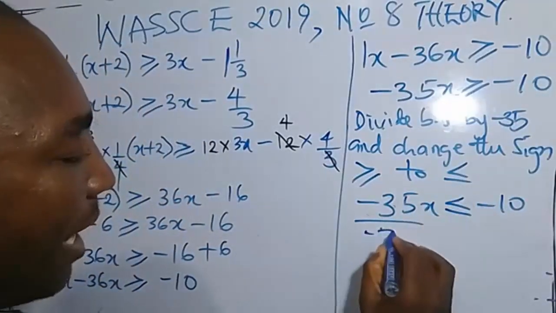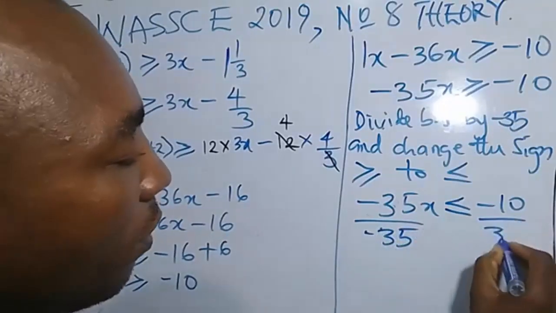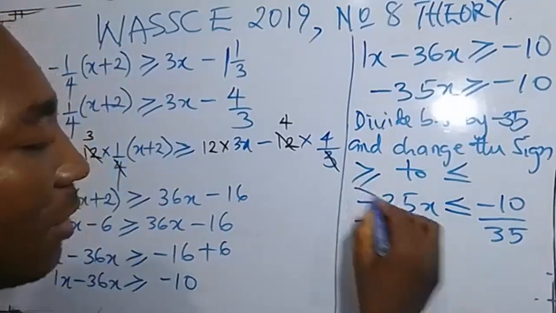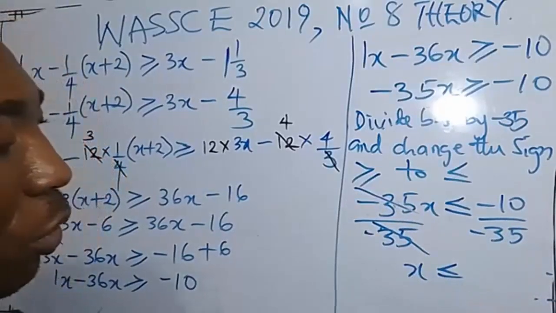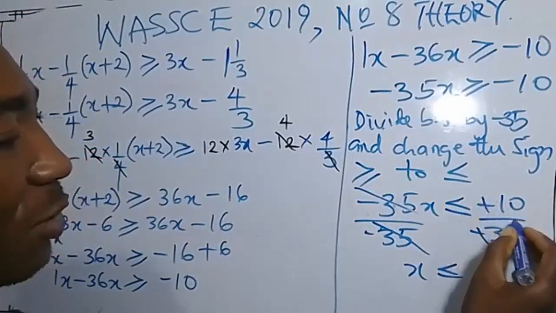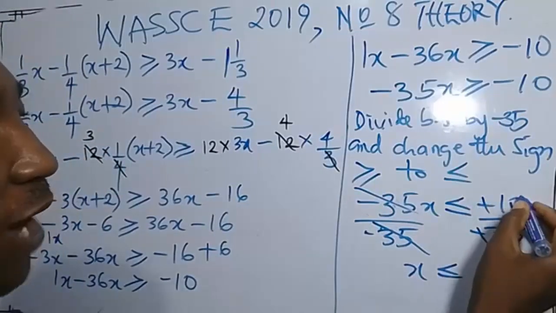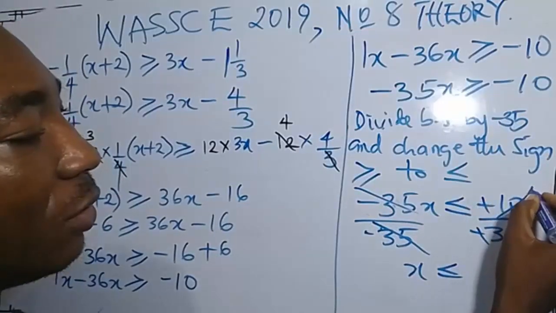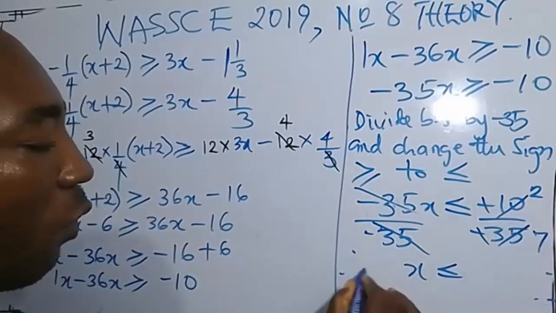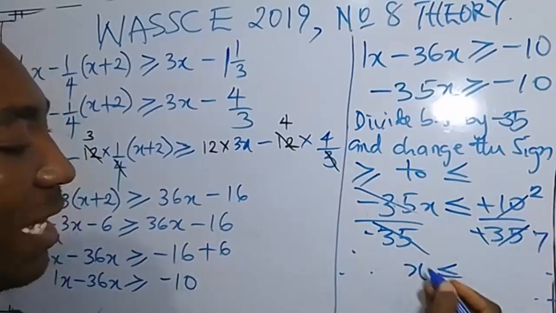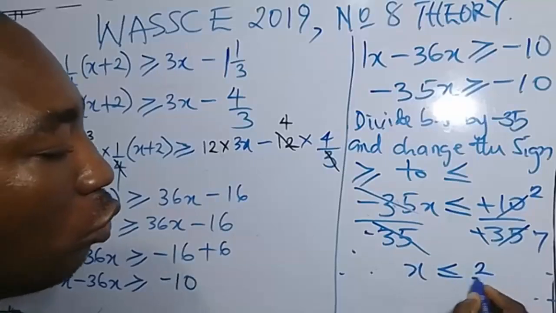So divided by minus 35, minus 35. So this will cancel this. Then we now have x is less than or equal to. This minus will cancel this minus. What can go? 5. 5 in 10 will give us 2. 5 in 35 will give us 7. Therefore, our x will be less than or equal to 2 over 7.